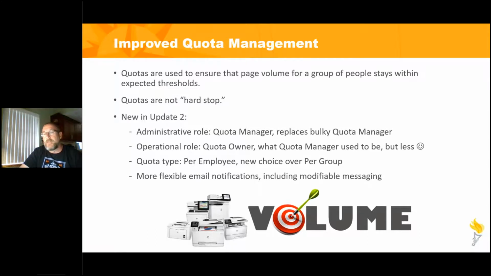They could be the same people, depending on the size of your site, but they are separate from a function standpoint. And then when you're defining your quota, you can either set your quota up as per employee, so whatever numbers you put in the quota limits can apply to just the employees alone, or they can be shared per group. And then there's more flexible email notifications, including modifiable messaging, so that you can tailor what you want to send to your users a little bit easier than before.